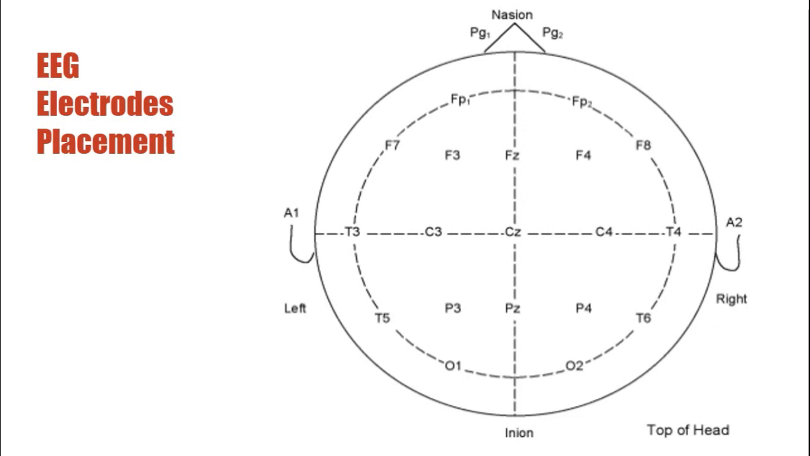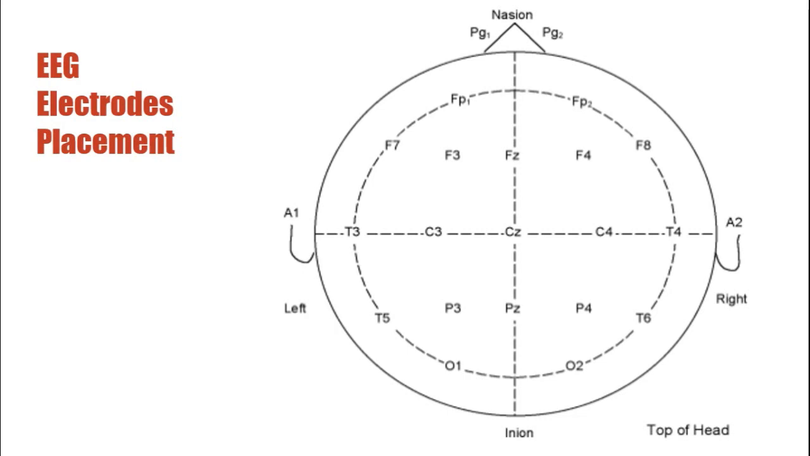So this is the central part, center point CZ. With respect to that, the 10-20% distance placement is done. So from Nasion to FZ it is 10%, FZ to CZ it is 20%. Likewise CZ to PZ it is 20%, and PZ to Inion is 10%.